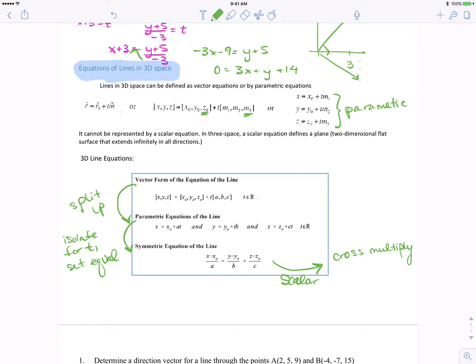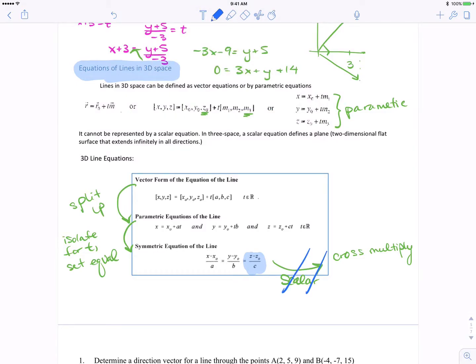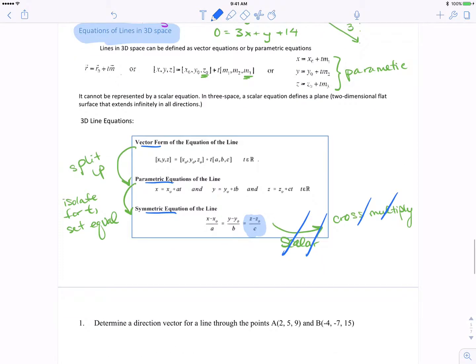Okay, so why I'm bringing this up is that scalar, that made sense before. I could cross multiply and I would isolate to get an equation of the form ax plus by plus c. But now that I have a third term, I actually don't have scalars. Scalar equations only exist for lines in 2 dimensions. Equations of lines in 3 dimensions are either vector, parametric, or symmetric. There are no scalars, so we kind of lose that last part.